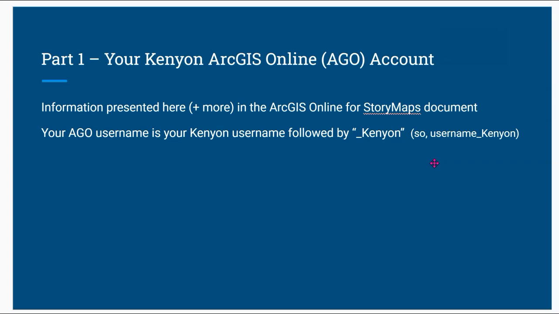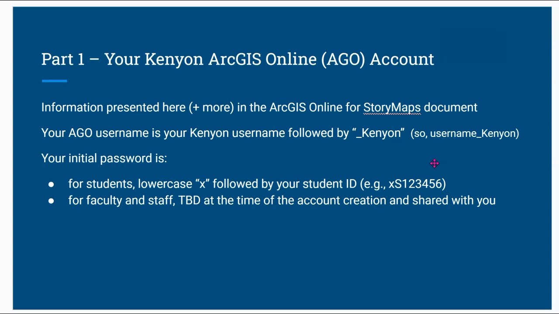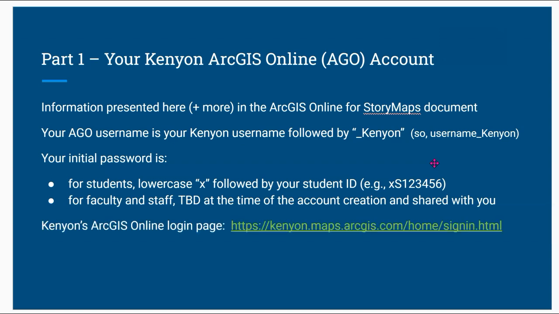Your Kenyon ArcGIS Online account username consists of your Kenyon username followed by _Kenyon. So, username_Kenyon. If you are a student, your password is initially set to be a lowercase x followed by your student ID number. If you are faculty or staff, your initial password will be set up at the time of your ArcGIS Online account's generation, and that will be shared with you via email. Once you have your account information, go to the Kenyon ArcGIS Online login page and log in. After you log in for the first time, you will need to change your password.